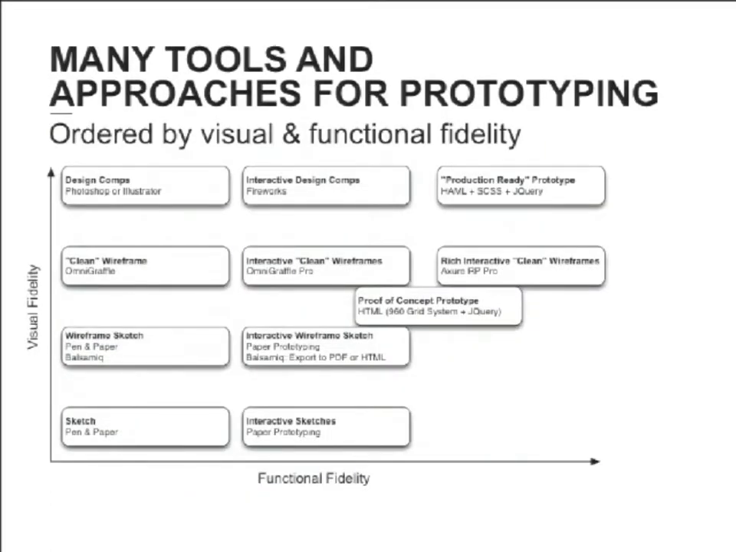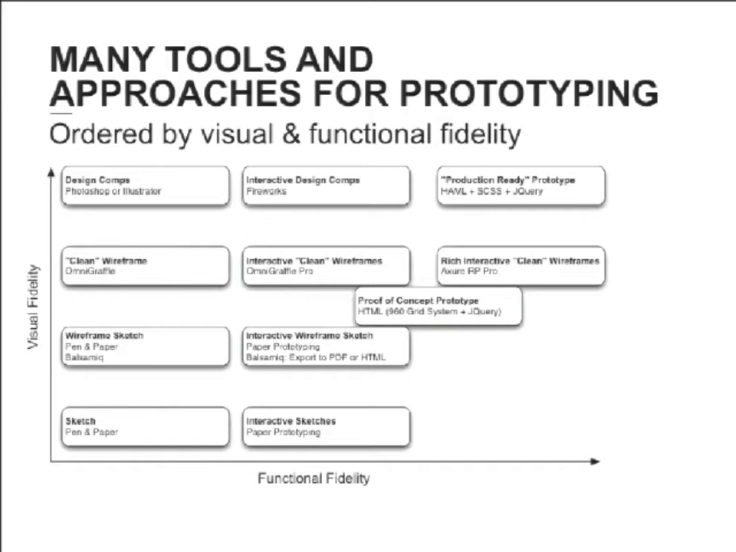There are many tools and approaches for prototyping. And here, they're ordered by fidelity. So on the left axis, you have the visual fidelity, so how close does the thing actually look to the real thing, to the end product you want to achieve? And then on the other axis, we've got the functional fidelity, so how close does this actually work, the interactions, how do they work compared to the real thing?